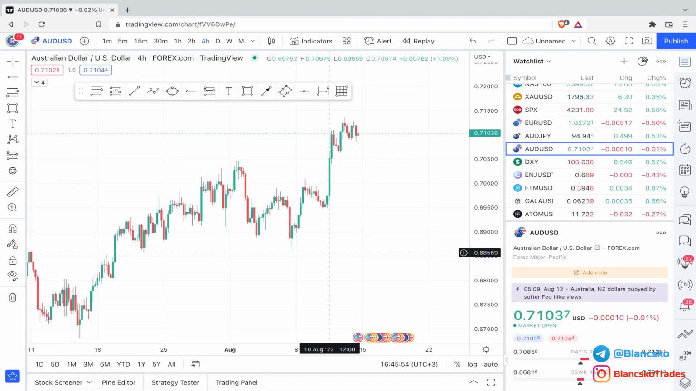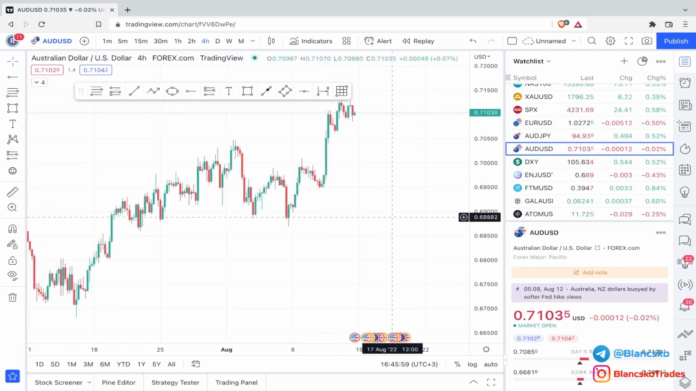Now let's just quickly recap the steps that we need to understand and to do in order to trade with this strategy. So firstly, we have to know how to identify order blocks.